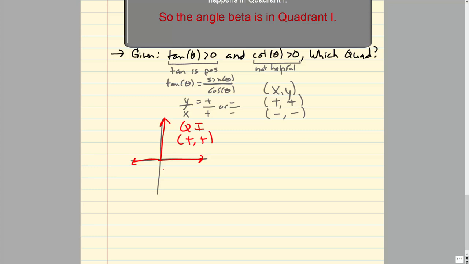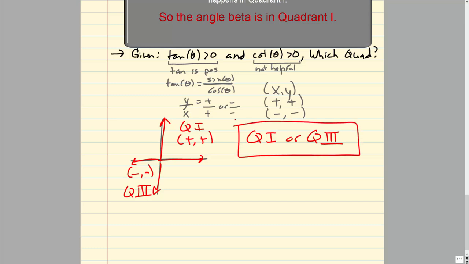Now negative negative would be in Q2, or sorry, Q3 down here. So my answer here is not just one quadrant, it's two quadrants. It could be in Q1 or it could be in Q3. And I don't know which one it is until I have a little bit more information. Okay, so this one I can't narrow down to a single quadrant, but I can get it down to two quadrants out of the four listed.